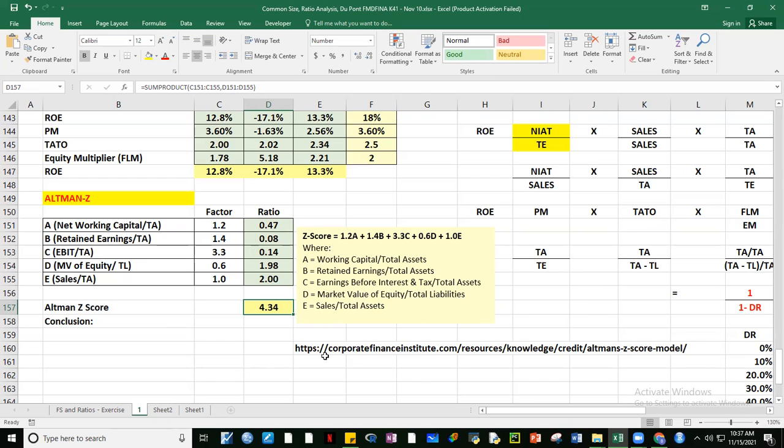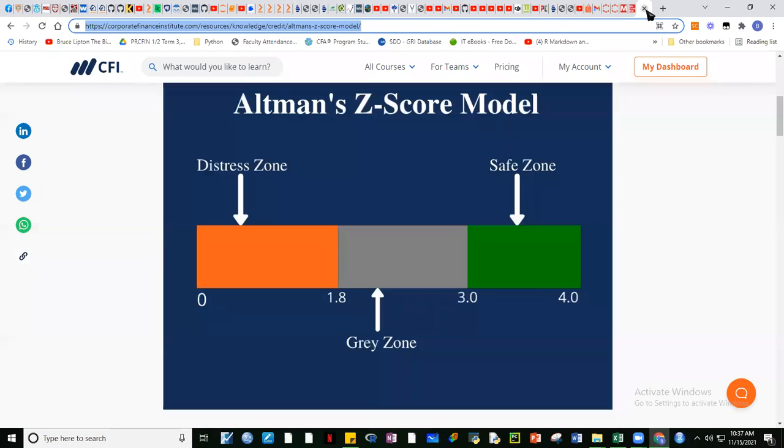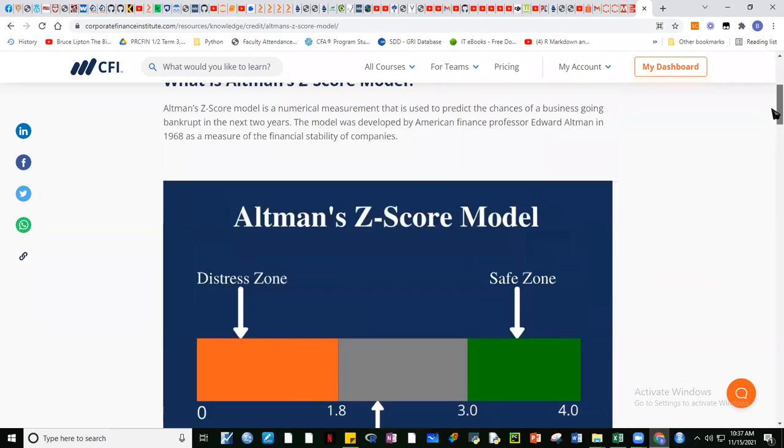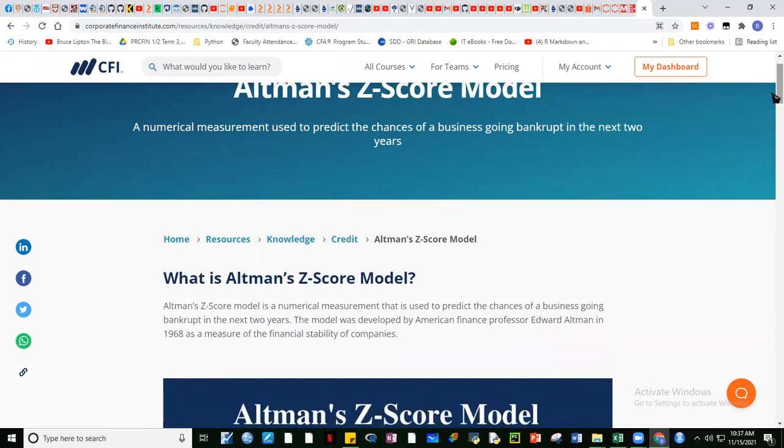Okay, so how do we now interpret this? Okay, i-chat ko lang tong site na to, no? For your reference. Okay, we can use this Control-C. Nasa chat box, guys. Okay. So we can refer to that. May iba pa mga references, no? Okay, here. So this is coming from CFI, Corporate Finance Institute. So this is a measure of the Altman Z-score.